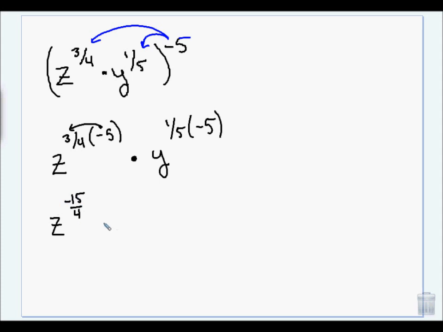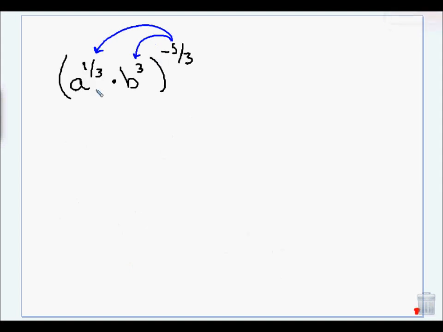So I get z to the -15/4 times y. Here I have 5 and 5, so they'll cancel each other out, leaving me with a -1. So -1 times 1 is just -1. These are both negative, so I have to throw both of them in the basement. And since I have an exponent of 1, I can just leave it off.